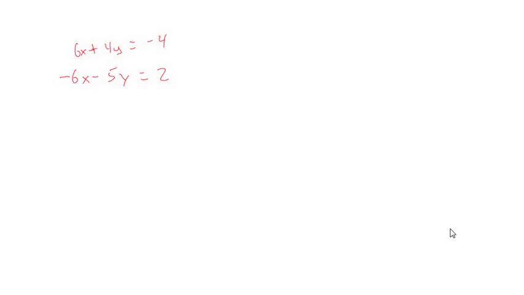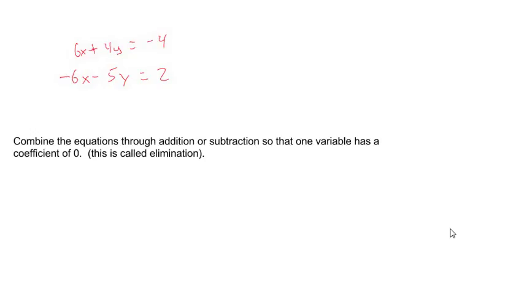Okay, so we multiplied the top equation by 2, and so we know we have an equivalent equation, and so now in our system we can follow our 4 steps that I laid out in the last video. We can combine our equations through addition or subtraction, in this case addition. So if I add my equations together, I will have 0x, and then 4y plus a -5y is a -1y, and -4 plus 2 is -2. So this has eliminated my x's. I can write that as -1y equals -2.